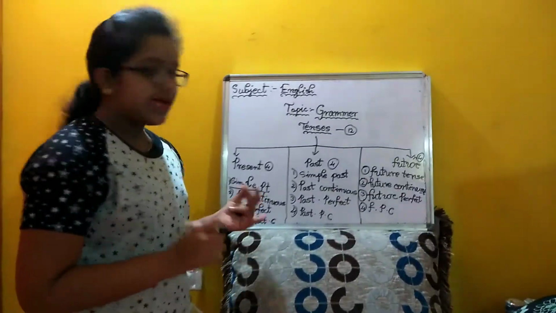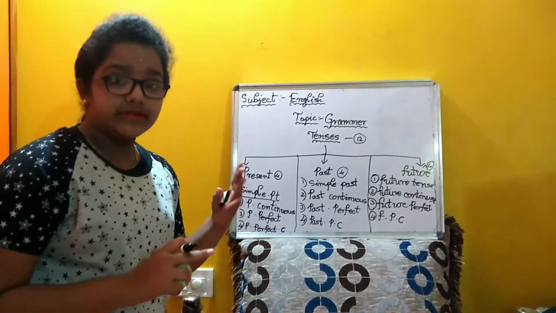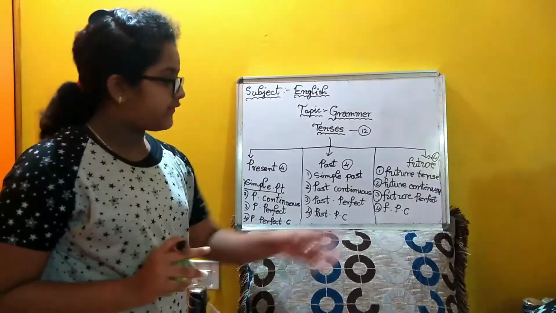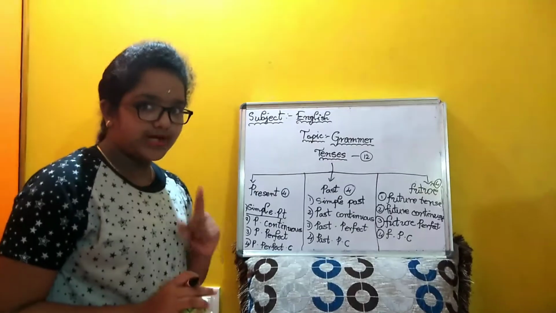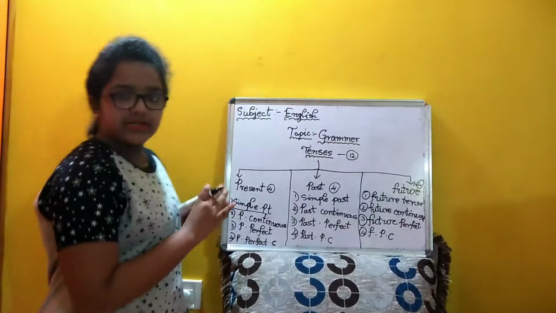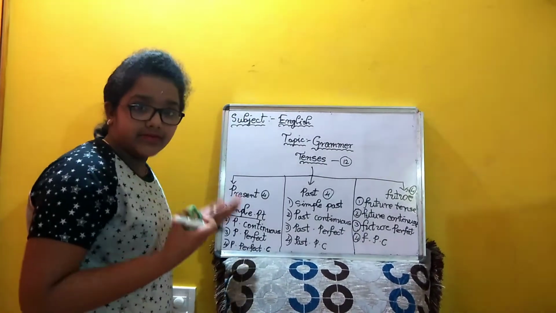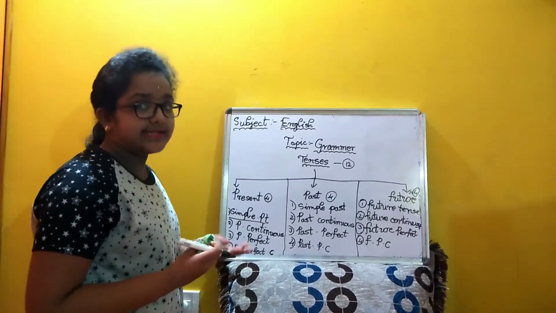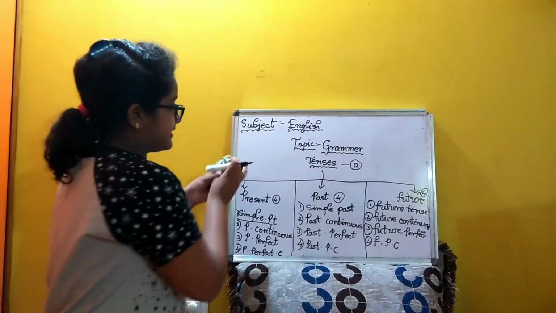So adding S, ES, IES to a verb is not applicable for all these tenses except one tense, that is simple present tense. Coming to the next topic, that is how and where to add S, ES and IES to the verb. So let's get started with that.